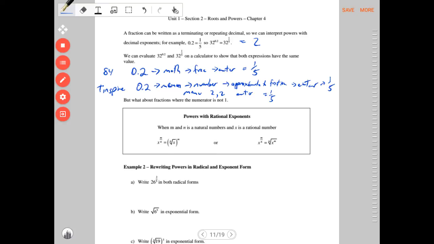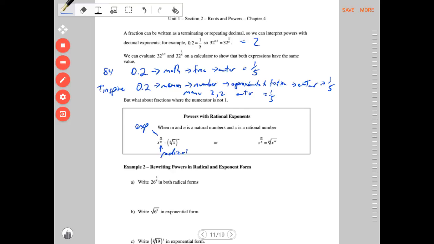Okay, so that's that one. So what about fractions where the numerator is not 1? When m and n are natural numbers, and x is a rational, so any kind of fraction, decimal, whatever. The idea here is n is still the index on the radical. M is the exponent, either on the radical or on the base. So m is the exponent, n is the radical.